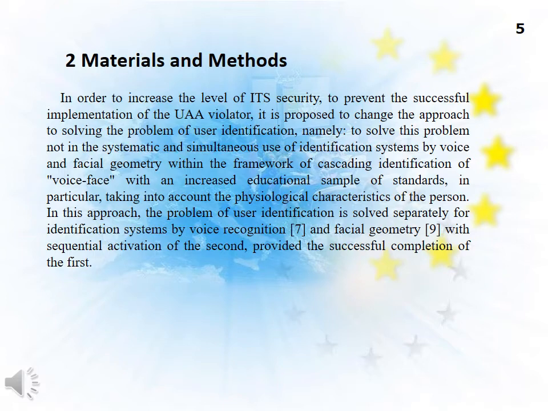Let's describe materials and methods. In order to increase the level of ITS security to prevent the successful implementation of the UAA violator, it's proposed to change the approach to solving the problem of user identification, namely, to solve this problem not by the systematic and simultaneous use of identification systems by voice and facial geometry, but within the framework of cascading voice-face identification with an increased training sample of standards, in particular taking into account the physiological characteristics of the person.